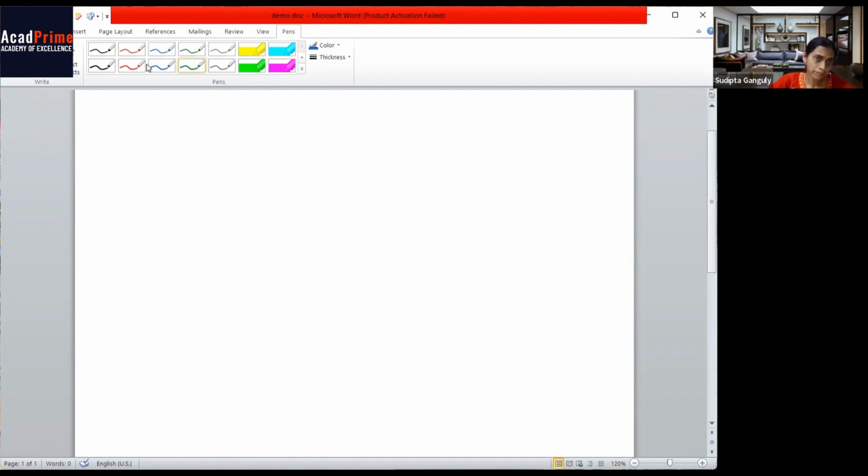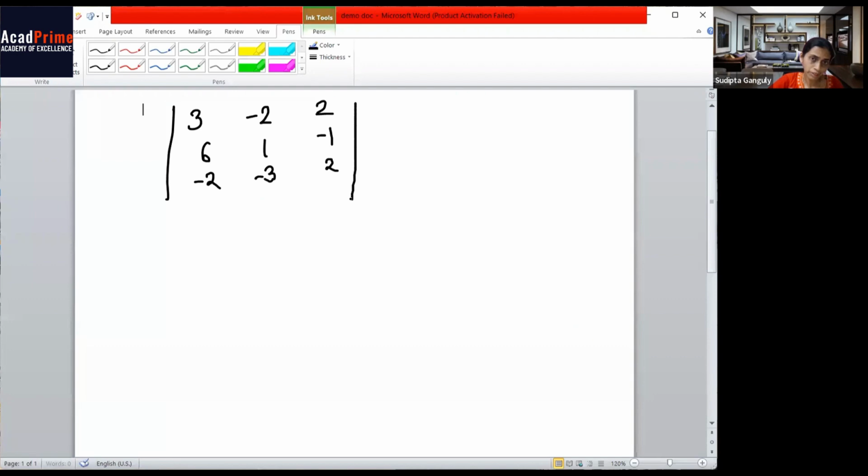So I'm going to write here the numbers. It is 3, minus 2, 2; then you have 6, 1, minus 1; then I have minus 2, minus 3, and 2, right? So they are asking us to find the value of this determinant.